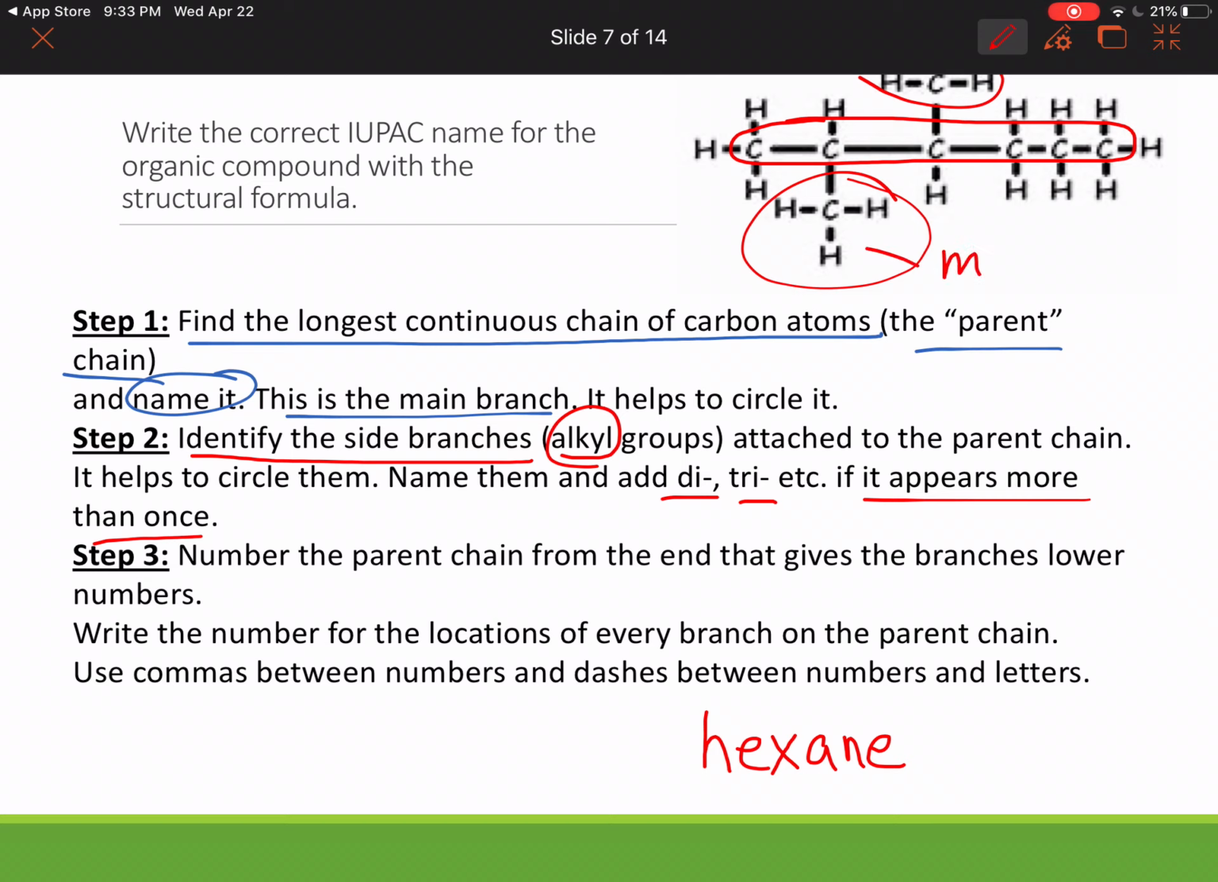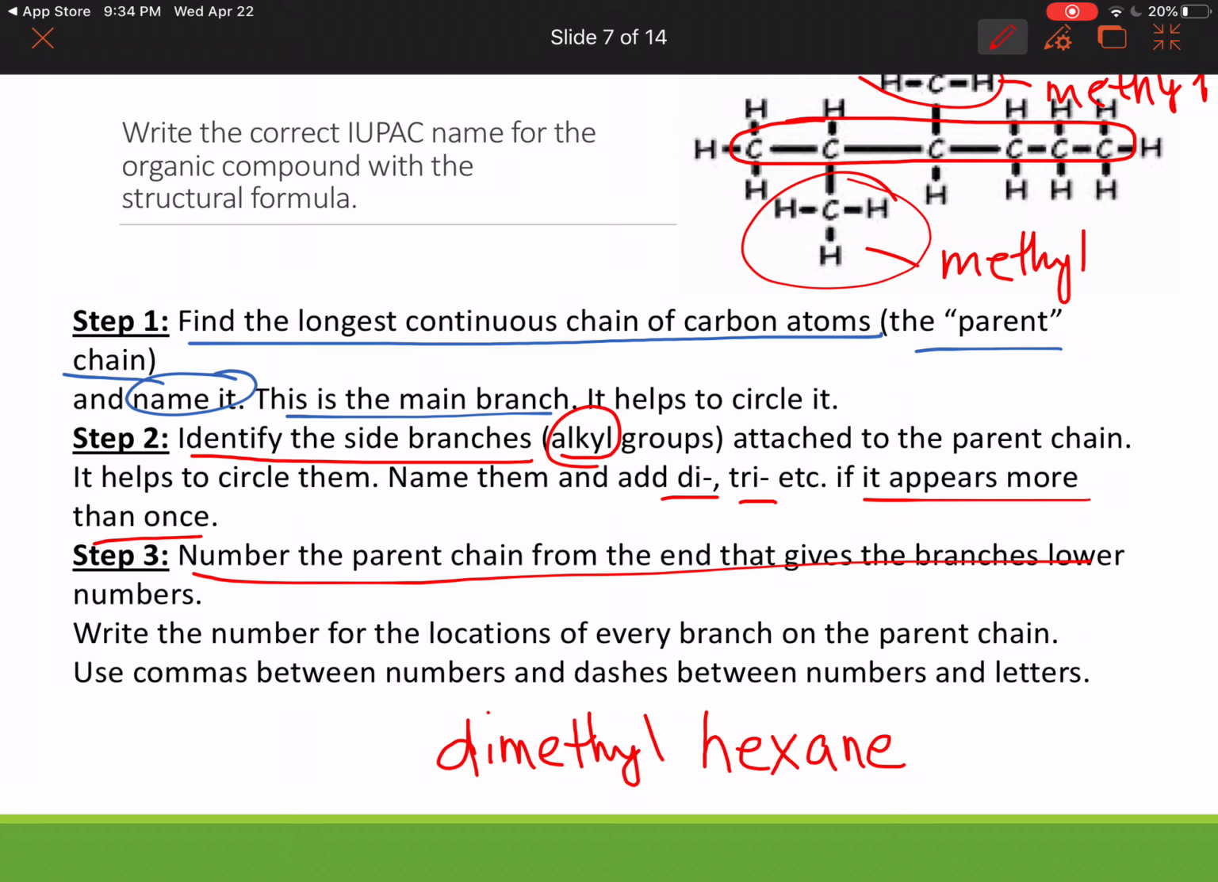This is a 1 carbon chain, so that's a methyl. And this is a 1 carbon chain, so that's a methyl. Okay, so I have 2 methyls. All right, well, if I have 2 methyls, then that's going to be dimethyl. Why dimethyl? Because there's 2 methyls involved. And where are those methyls, right? So we're going to number the parent chain from the end that gives the branches lower numbers.